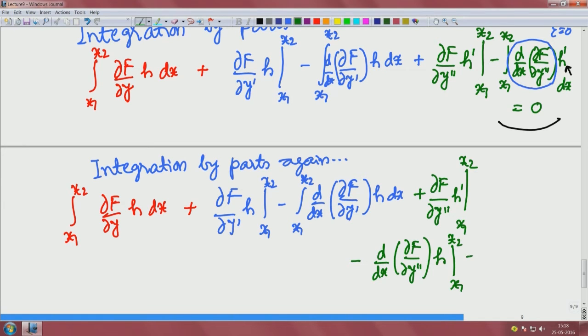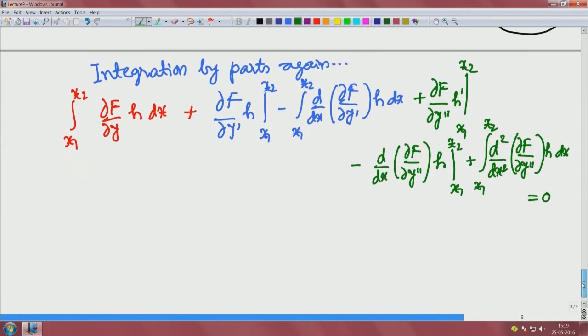So, minus of minus is plus, the derivative of the first function, which we already had, d by dx, another derivative, d square by dx square of dou f by dou y double prime, times the integral of the second function, that is h dx. And the whole thing should be equal to 0.